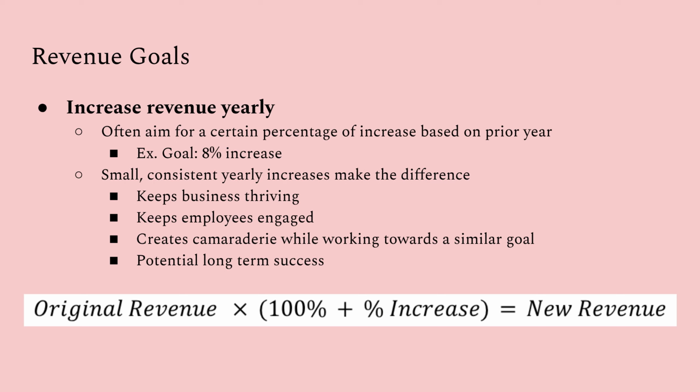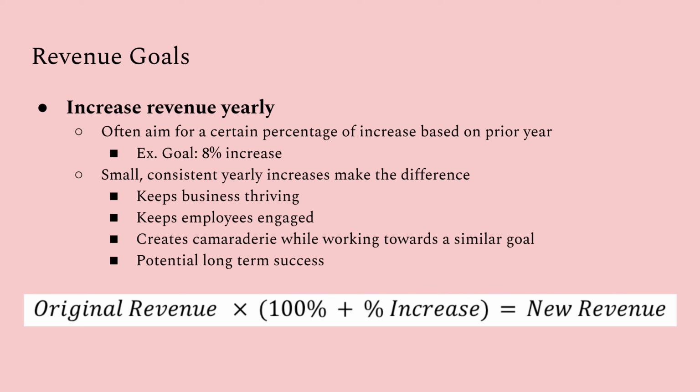So revenue goals: obviously, we want to see an increase in revenue yearly. This is usually just a certain percentage that the business hopes to see, increased based on the prior year. So, for example, a business might set a goal of, hey, let's earn 8% more than we did last year. That's because small, consistent yearly increases are going to make the difference in the business. You should never expect to open any business, including food service operations, to all of a sudden skyrocket out the roof.